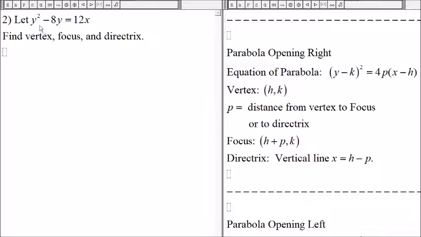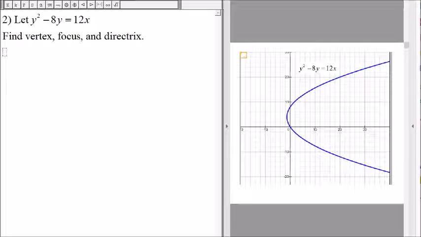And here we have the parabola y squared minus 8y equal to 12x. And we want to find the vertex, the focus, and the directrix. And so let's graph this parabola so we can see which direction it opens to. And this is what the graph looks like. And so the parabola opens to the right. So we want to find the vertex, the directrix, and the focus.